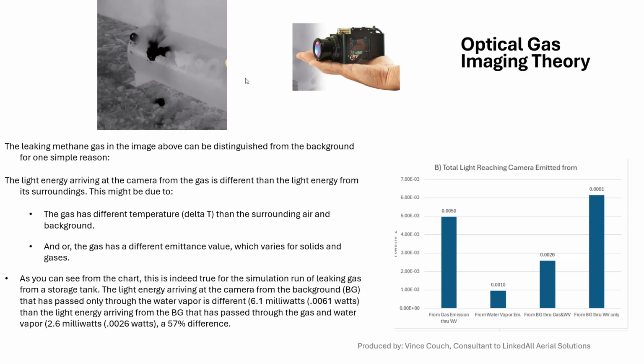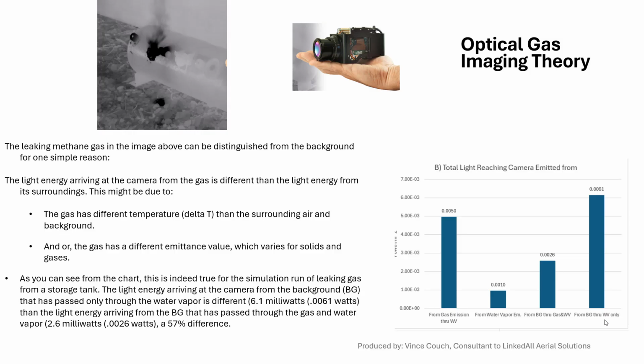Okay, so the leaking gas in the image above can be distinguished from the background for one simple reason: the light energy arriving at the camera from the gas is different than the light energy from its surroundings or the background. This could be due to the gas having a different temperature than the surrounding air or background, and/or the gas having a different emittance value, which varies for solids and gases, as I've discussed. So as you can see from my simulation, and I'll show you the assumptions that I used for this result in a minute, the light energy arriving at the camera from the background, okay, right here.